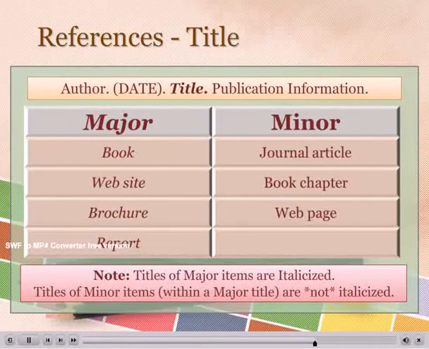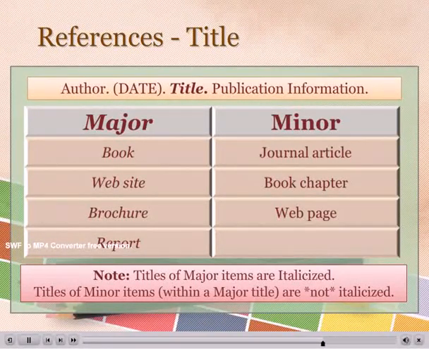The title of a work is in the third position of the citation. However, if there's no author, move the title to the first position. A title will appear in one of 2 ways, either in italics or not. If the title's for a major work, such as a complete book, or a website, or a brochure, or a report, all things that stand alone, the title will be in sentence case and italicized.